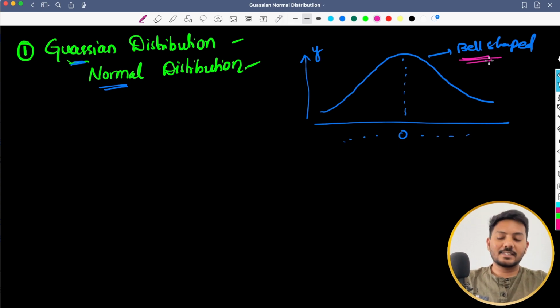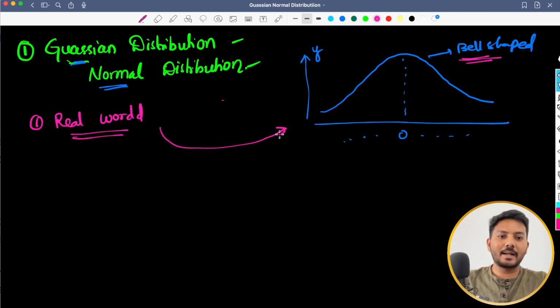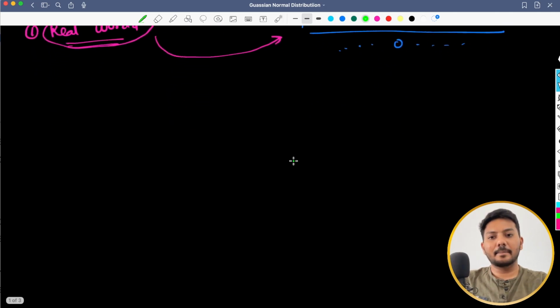And before understanding what this is, let's understand why do we need to learn about this distribution and what are the properties of this distribution. Usually in real world, most of the things follow this kind of distribution. I will take some examples so that it will be easy for you to understand. And in most of the cases in real world, the properties follow a Gaussian distribution curve, and how it will be followed, I will explain it in a bit.